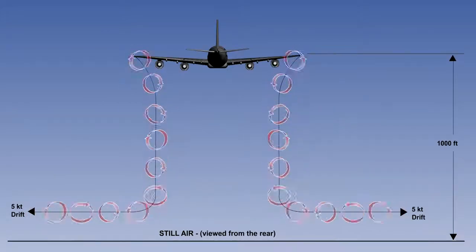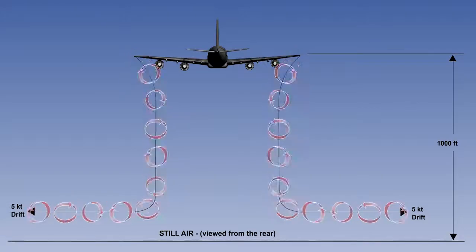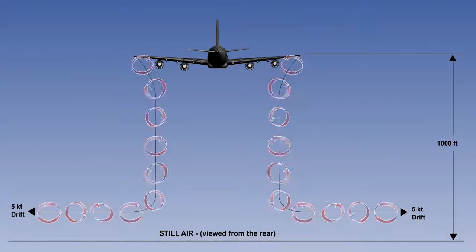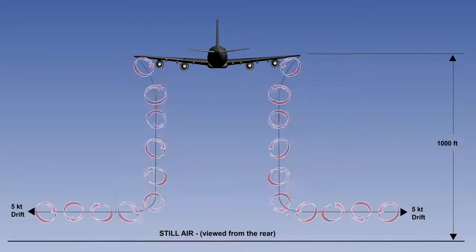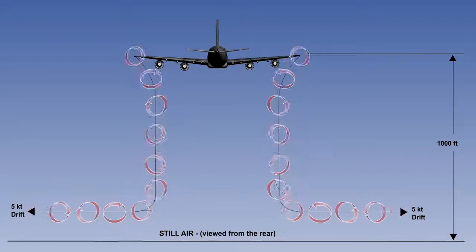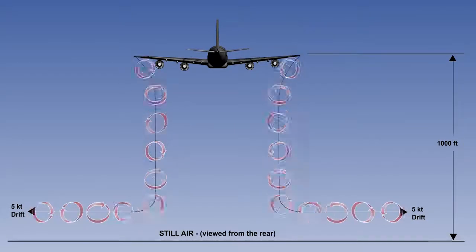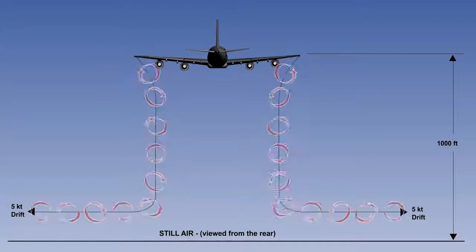If an aircraft is within 1,000 feet of the ground, the vortices will sink to within about twice the aircraft's wingspan on the ground, and in still air move outward at about 5 knots from the track of the generating aircraft.